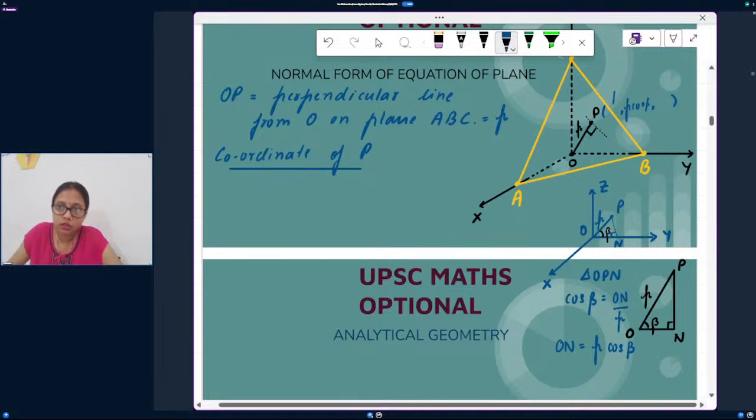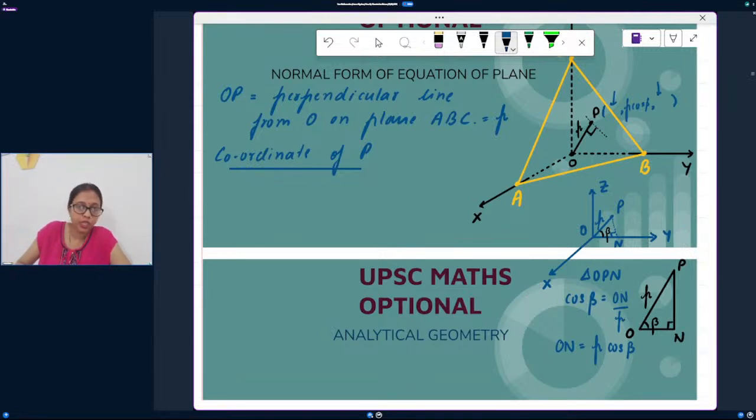Similarly, what will be the x component and z component? p cos alpha and p cos gamma. So coordinate of P would be p cos alpha, p cos beta, and p cos gamma.